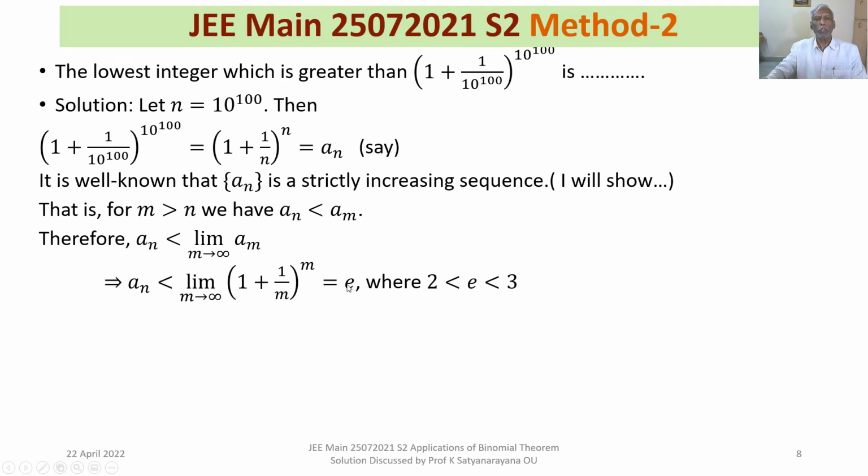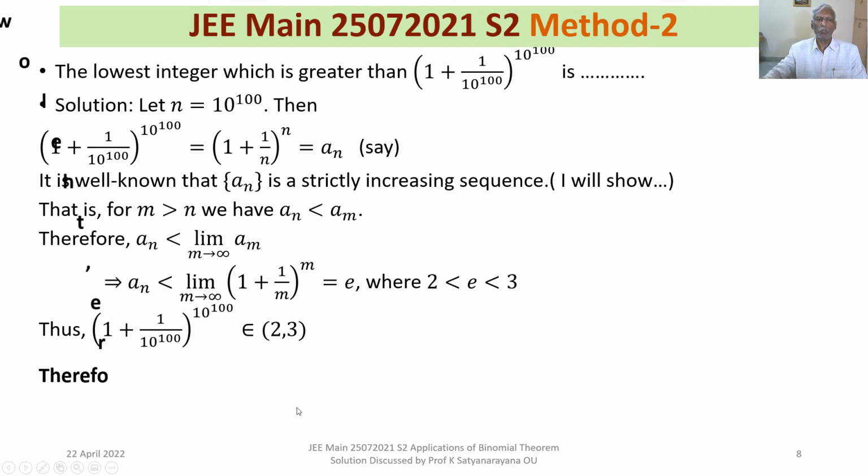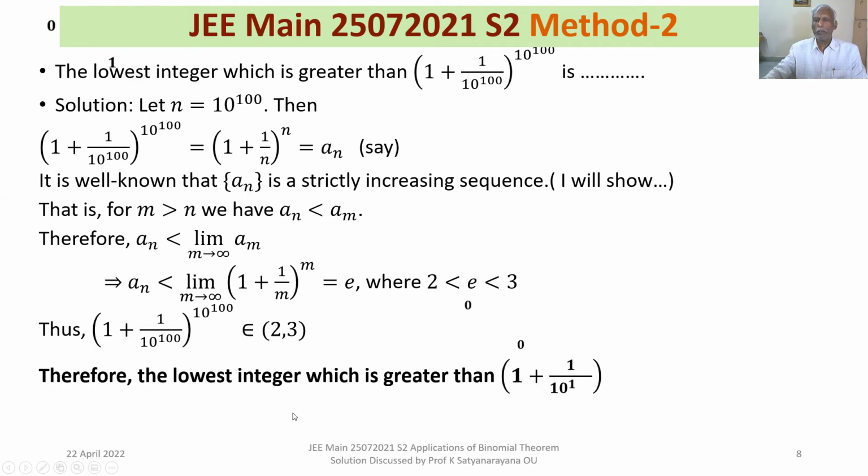That is the exponential e, where e lies between 2 and 3, that is 2 less than e less than 3. So thus a_n, which means (1 plus 1 by 10 to the power of 100) whole to the power of 10 to the power of 100, belongs to 2 to 3. Therefore, the lowest integer which is greater than this will be the next one, that is 3. So that is by method 2.